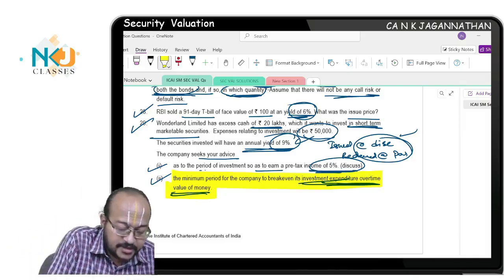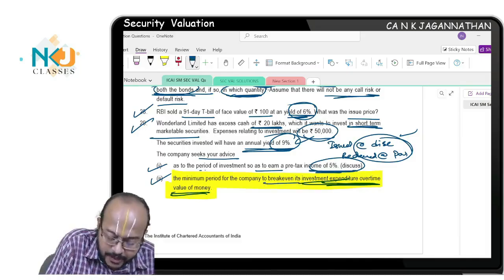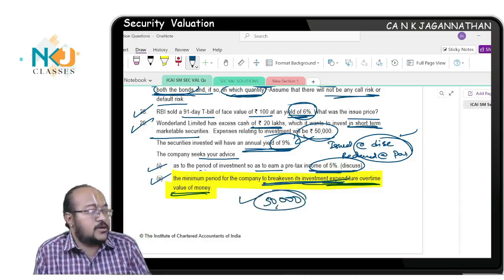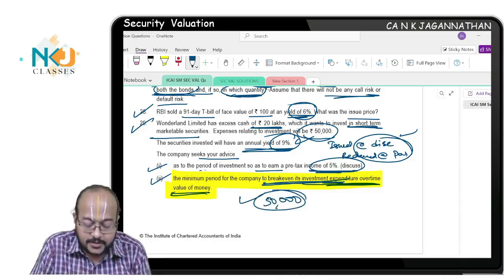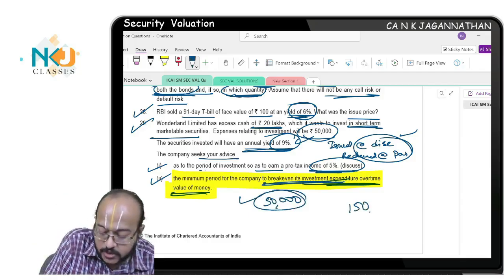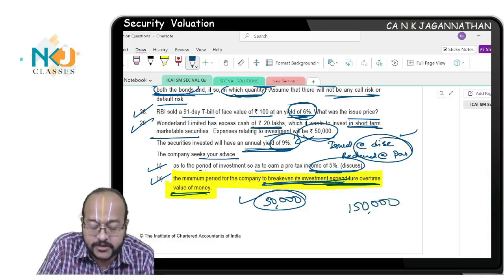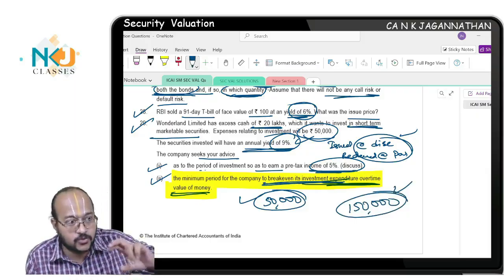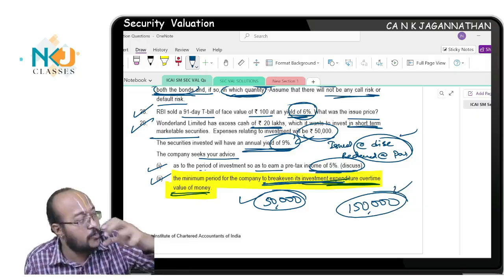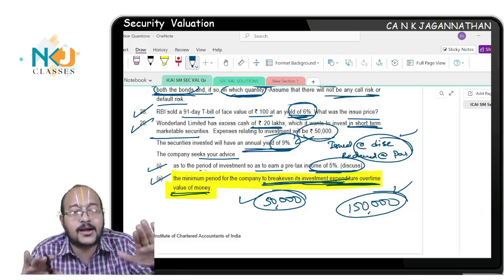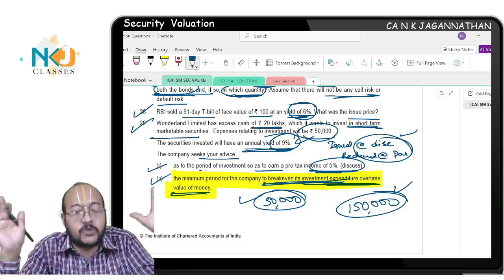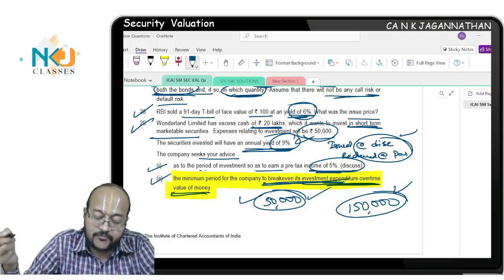In the second part they are asking, what is your minimum time to break even its investment expenditure? Investment expenditure is 50,000. In the previous part we solved how many months you need to invest in order to earn 1,50,000. In the second part they are asking how many months you need to invest so that the expenditure related to investment can be recovered, which means you equate 50,000 and find out the same solution.